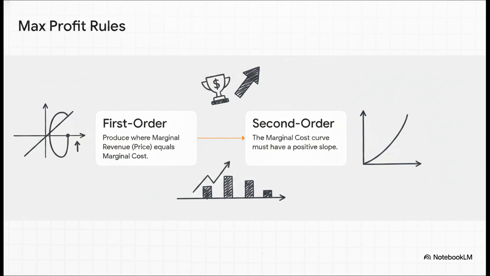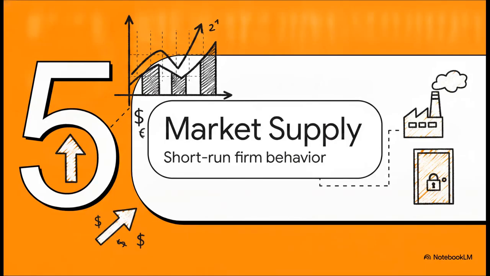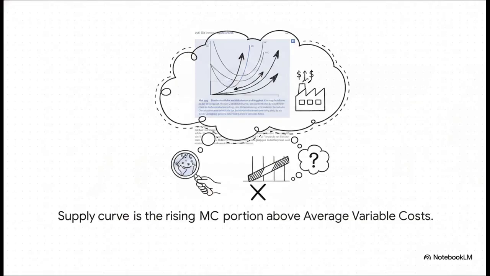Finally, Section 5, Short-Run Market Supply. So what does this all mean for the real world? How do these mathematical cost intersections dictate a firm's actual behavior? Do they supply goods, or do they just shut their doors? Because any rational business will always choose to produce where the market price equals their marginal cost, this single upward-sloping marginal cost line literally becomes the company's supply curve to the whole world. But there's a major catch. It is only the supply curve for the portion that sits above the average variable costs.